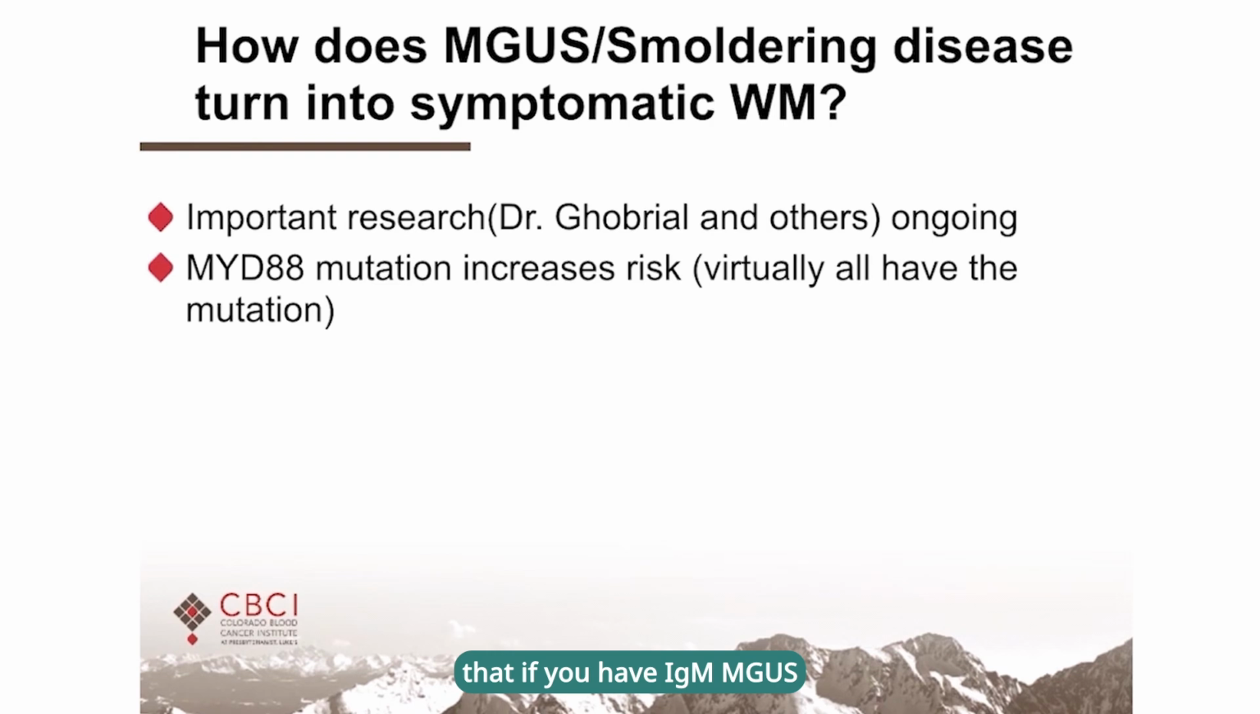We know, for example, that if you have IgM-MGUS and have the MYD88 mutation, we'll talk about this in a few seconds, that increases your risk of going on to developing symptomatic WM.